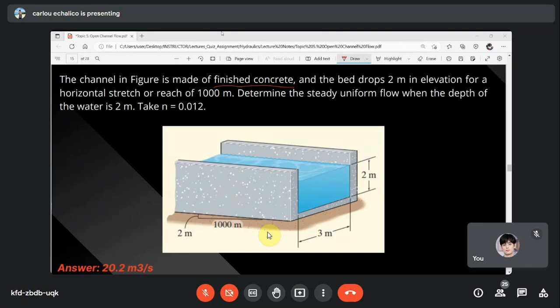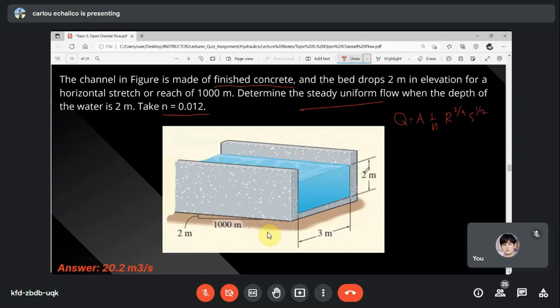So, the bed now drops 2 meters in elevation for a horizontal stretch or reach of 1,000 meters. We are going to determine the steady uniform flow when the depth of the water is 2 meters and the surface roughness n is given. From the problem itself, we can tell which formula to use: Manning's. You should memorize Manning's formula: Q = (1/n) A R^(2/3) S^(1/2).